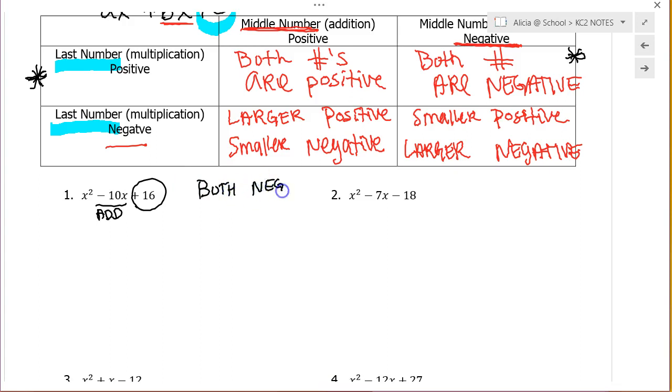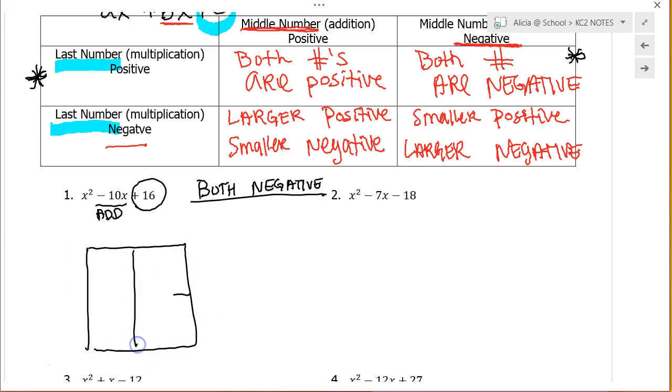Alright, so now I'm going to look for numbers on my Punnett square. I know that x squared is going to go in the top left. I know that 16 is going to be in the bottom right. So I'm looking for two numbers that multiply to 16 but add up to a negative 10. Both of them are going to be negative.